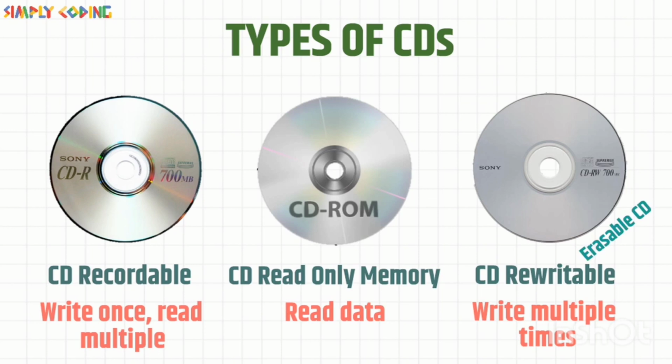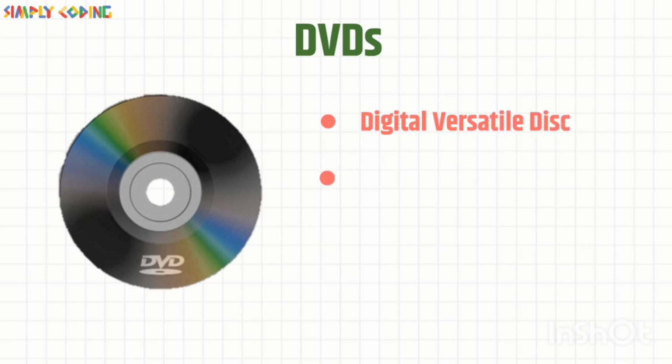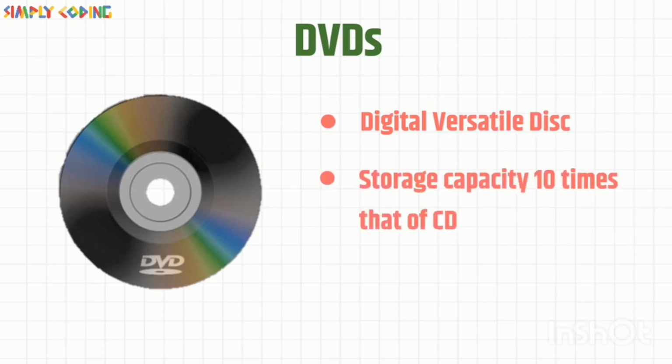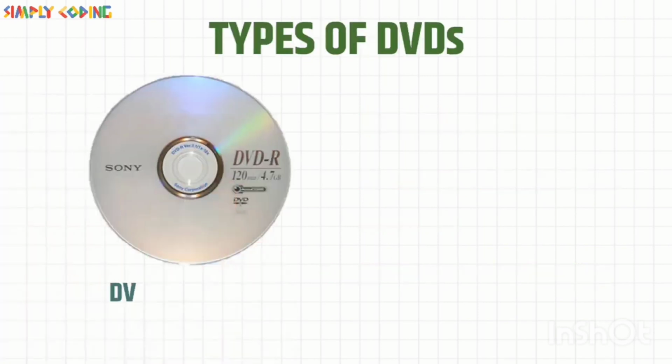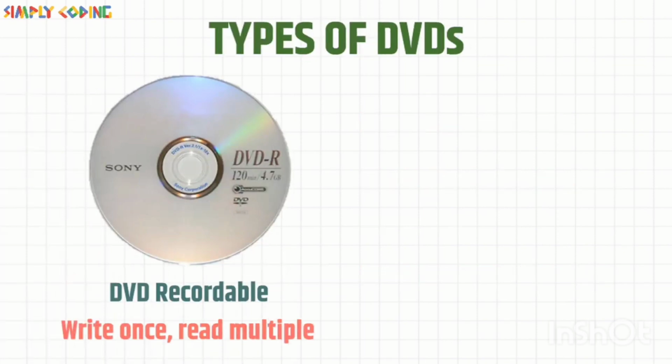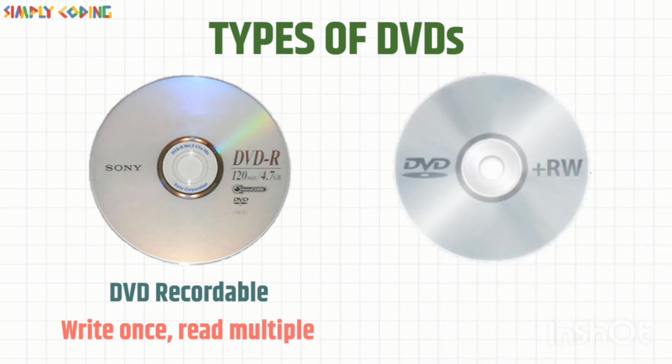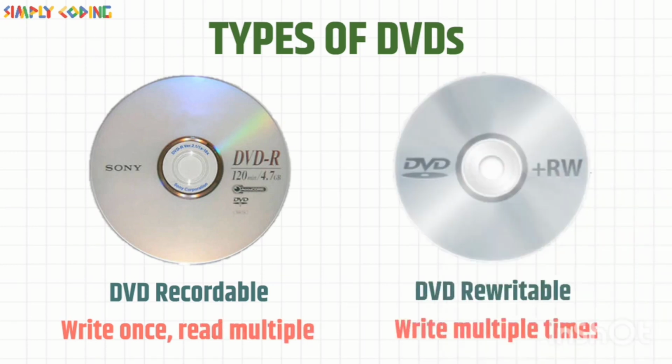Next we will cover DVDs. DVD stands for Digital Versatile Disc, and it has storage capacity almost 10 times that of a CD and is 20 times faster than a CD. They come in three types. First type is DVD-R or DVD recordable, where data can be written only once and then can be read multiple times. In DVD-RW or DVD rewritable, the data can be written multiple times.